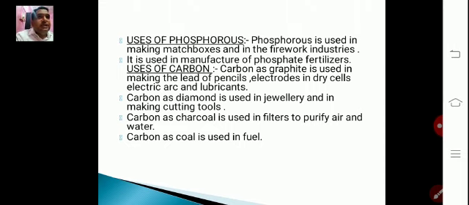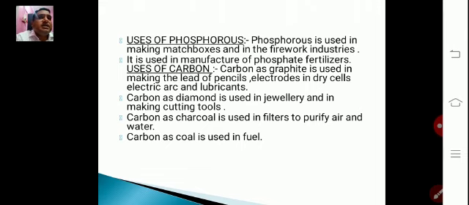Carbon is one of the most important non-metals, an important constituent of all living things present on this earth. Carbon is the central atom of amino acids, which form the proteins, and all the living things on this earth are made up of proteins, and the basic unit of protein is the amino acid. Carbon is also found in the form of diamond, one of the hardest substances, used in making jewelry and in cutting tools. And charcoal is used to purify air and water.